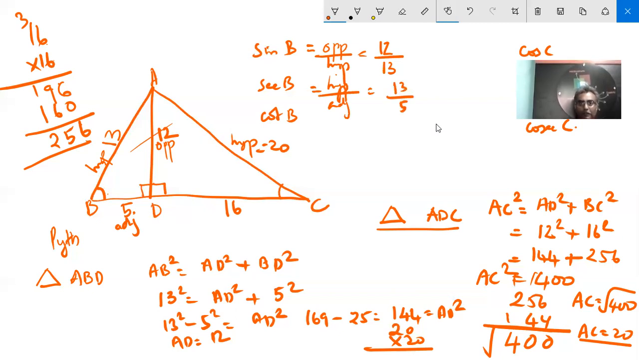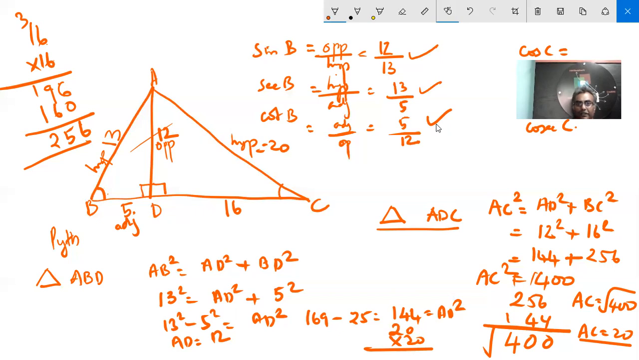Very good. Cot theta now. Cot B. Cot formula? It is adjacent side by opposite side. Very good. Now what? 5 by 12. Excellent. Same way, now you go to which triangle now? Triangle ADC.